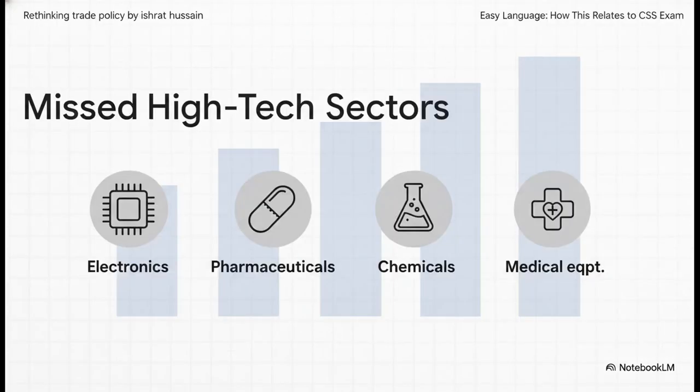Now, what's really interesting about this is what is actually missing from the economy. The broader export basket lacks any meaningful presence in medium and high-tech sectors. We are missing out on electronics, engineering goods, pharmaceuticals, chemicals, medical equipment, e-mobility components, the list goes on. These missed sectors are the ones that command a massive, growing share of world trade. These are the industries that actually offer global productivity gains and support higher wages for the workforce.